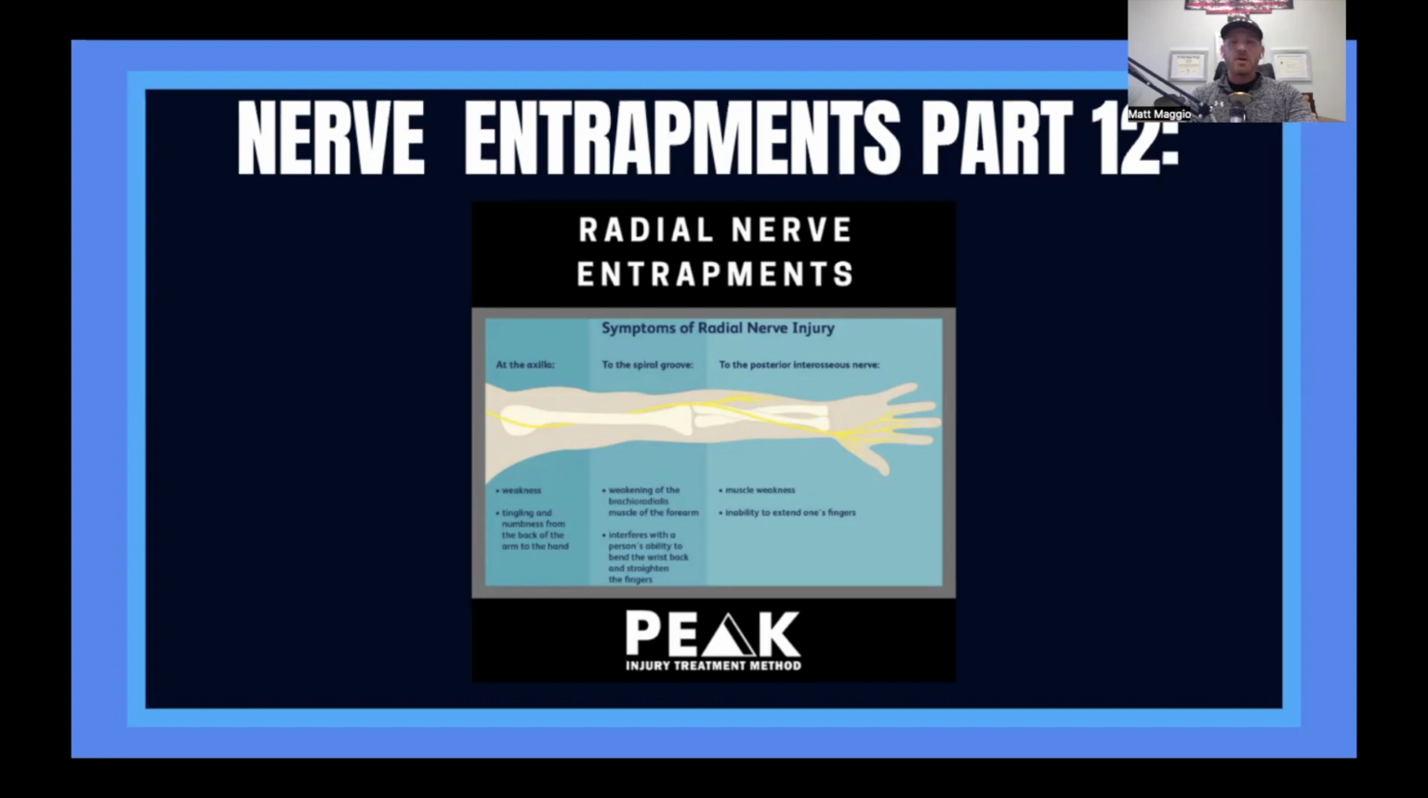All right, nerve entrapments part 12. If you haven't watched any of the other videos in the series, I will link it up top here. If you're watching it on YouTube, anywhere else you're watching this video, it will be included in the description below. But this week I wanted to cover the radial nerve getting entrapped anywhere from the neck all the way down into the hand and the wrist. So let's get right into it.